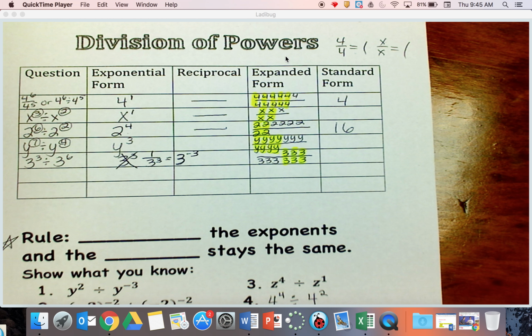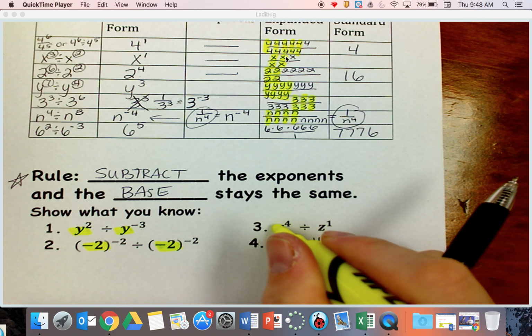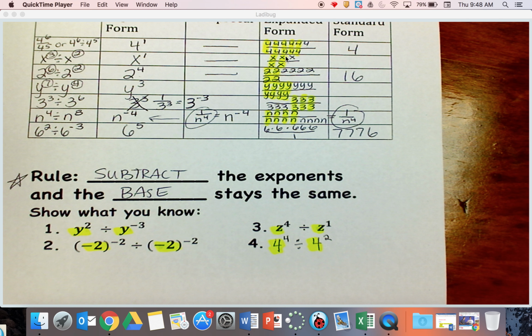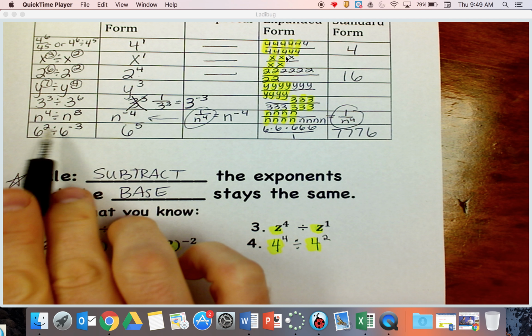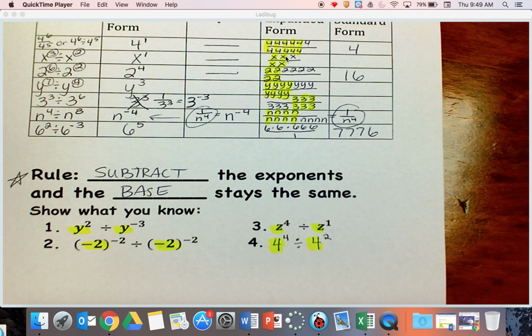So when you do these, you see that all the bases are the same. And all we're going to do is subtract those exponents and keep the base the same. Now, sometimes we may have to rewrite them if we get a negative as a positive, such as up here at the top, where we got a negative number and had to rewrite it as a positive. So sometimes we may have that.